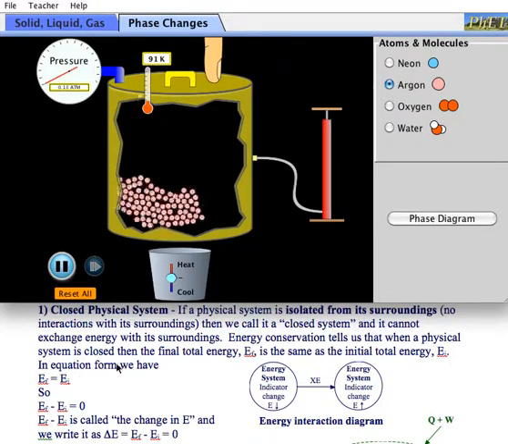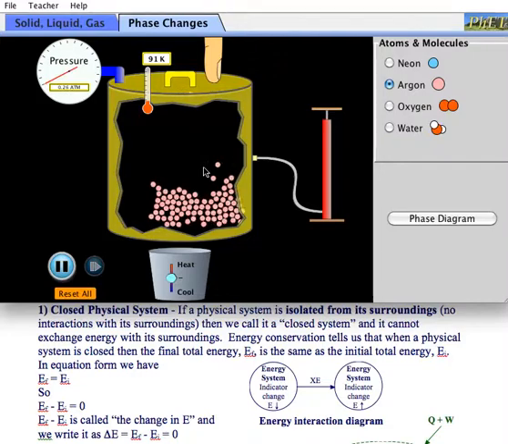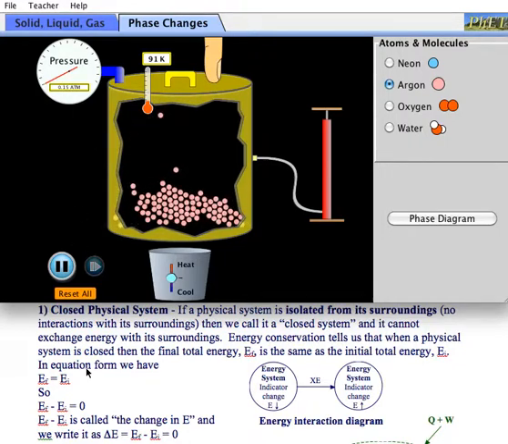If it's isolated, then its energy can't change. So the total energy at the end, E final, E sub F, is the same as the initial total energy, E sub I. E final equals E initial. That just says that we have a closed system. No energy is being exchanged. I haven't turned on the heat. I haven't turned on cold. I haven't pushed down on this, which is another way of exchanging energy. So no interactions with the outside are exchanging any energy.